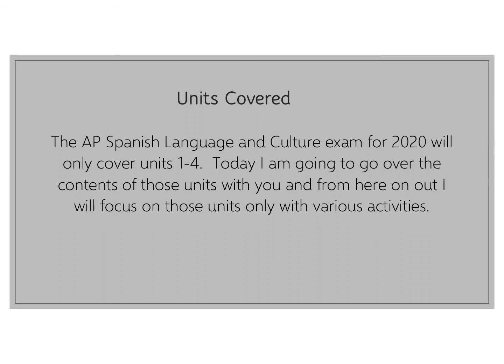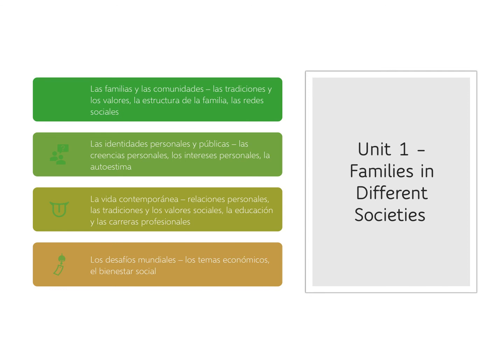First of all, the AP exam typically has six units that go with it. Because of all the things that are happening with the shortened exam, College Board has said that they are only going to cover units 1 through 4. So today I'm going to go over the contents of those units with you, and from here on out, I'm going to focus only on those topics through various activities, so that you are prepared with information about all of those topics before the exam happens in May. Within each unit there are topics, and then there are subtopics within those topics. So I'm going to talk through each one of those.